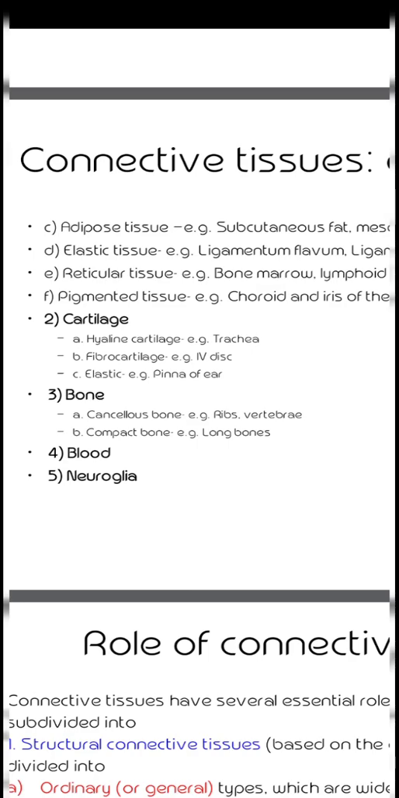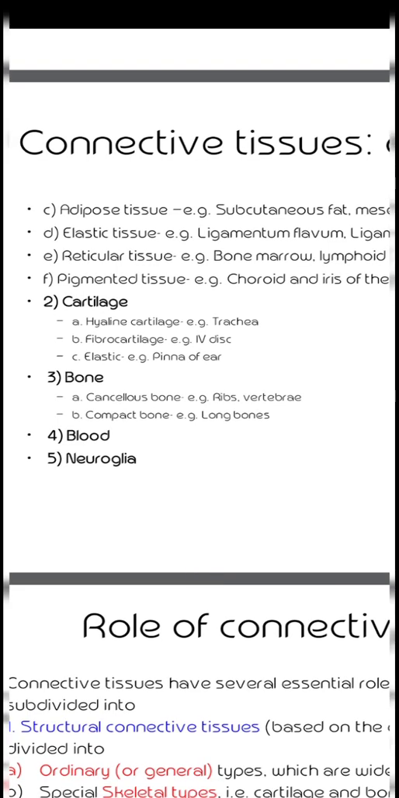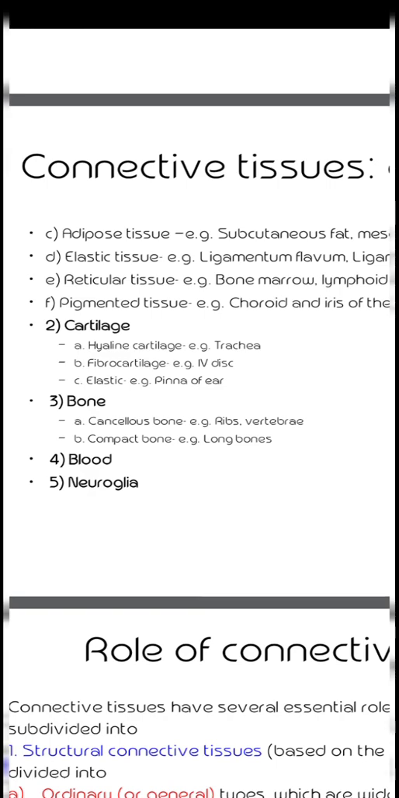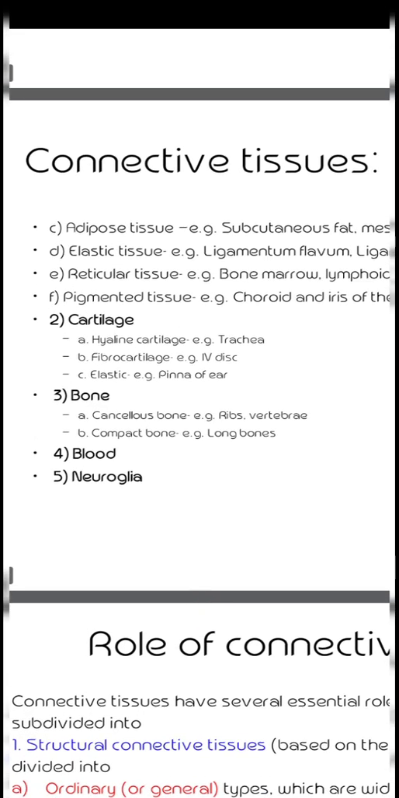That is cartilage. That helps in forming the joints between different bones, and that forms different other structures too, such as our nose or ear, things like that. So cartilage is of three types. There is hyaline cartilage, fibrocartilage, and elastic cartilage.